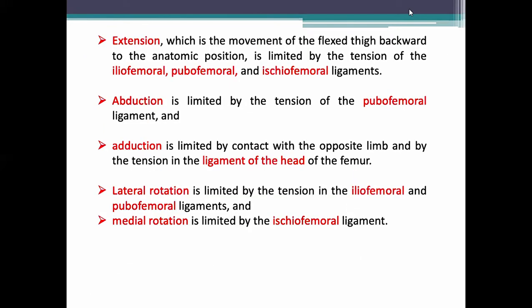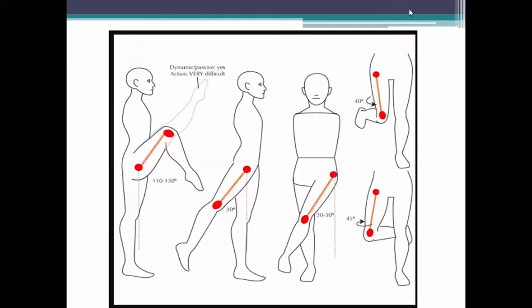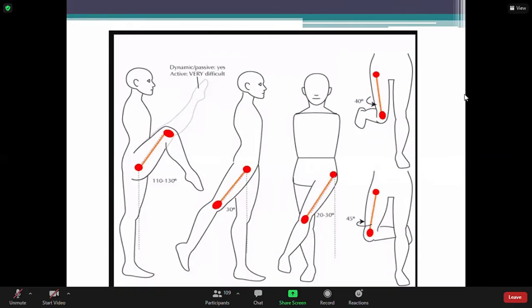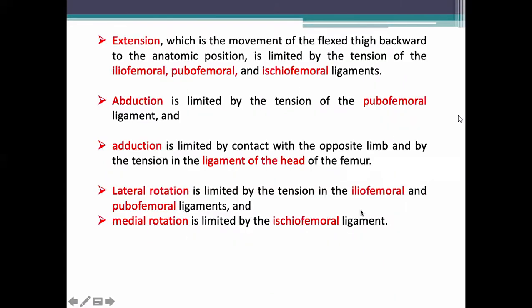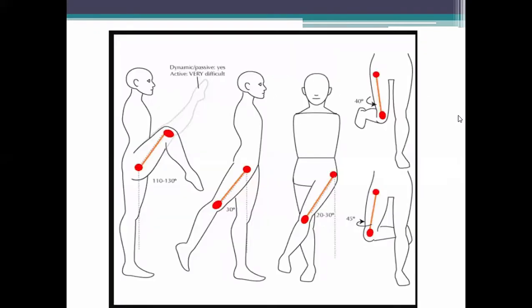Lateral rotation is limited by the tension of the iliofemoral and the pubofemoral ligaments. This is lateral rotation, the movement of the hip joint to the outside. Medial rotation is limited by the ischiofemoral ligament. This is the medial rotation, to the inside.